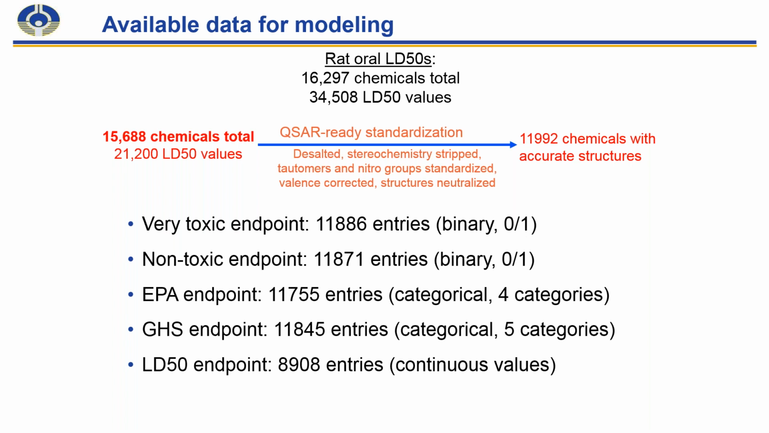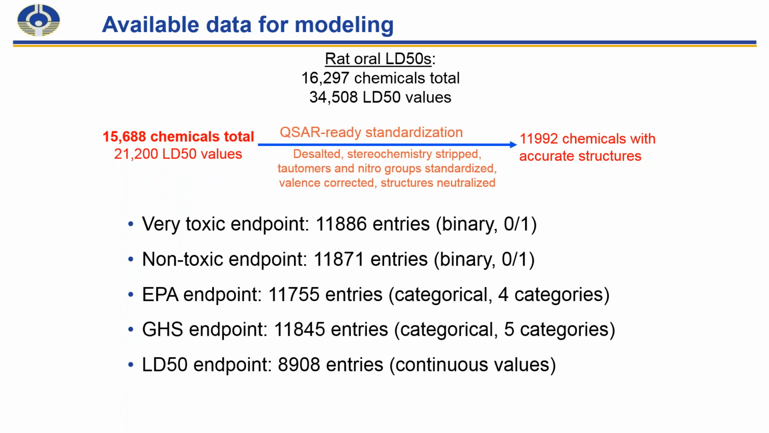So with our partners at EPA, we did a substantive data curation exercise where we went and pulled all of the available information in various databases, such as the hazardous substances databases, registration submission packages to EPA, to ECHA, and compiled over 34,000 LD50 values for over 16,000 chemicals. So obviously there's a subset of chemicals that have multiple LD50 values.